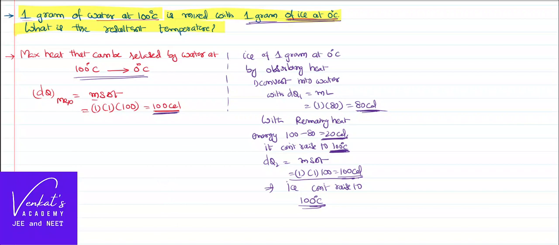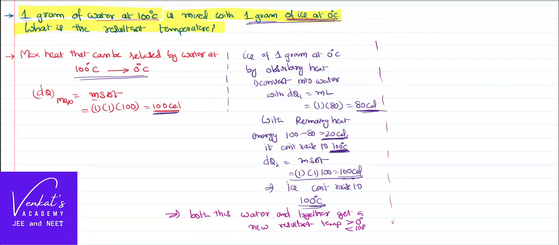So what is going to happen is, both this water and ice together get a new resultant temperature that is greater than 0 degrees centigrade but less than 100 degrees centigrade. How much is that? Let us try to derive it, right? Let us try to derive that. How can we derive that?